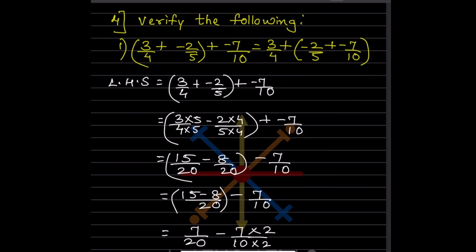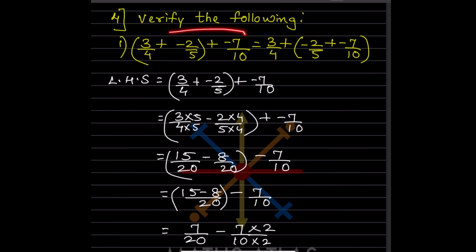Now you have to verify the following here. This is the left hand side and this is the right hand side. So left hand side let us take first. So now let us do the brackets first. So what are you going to take? You are going to take the LCM of this one, that will be 20.